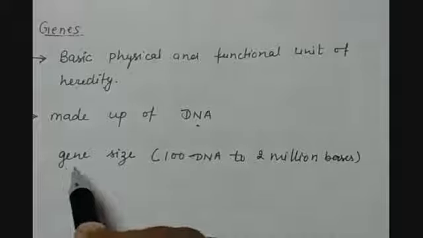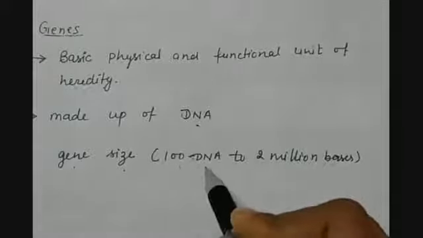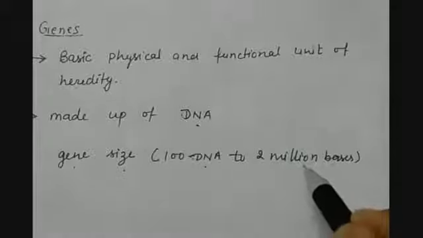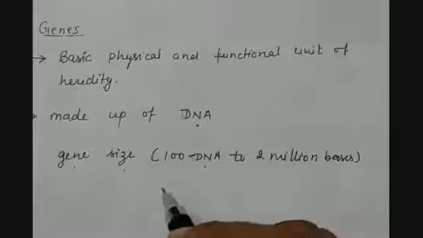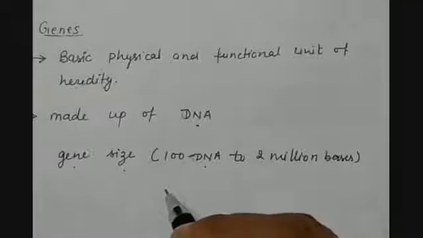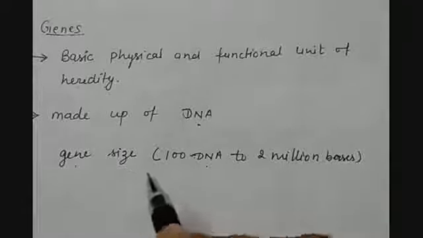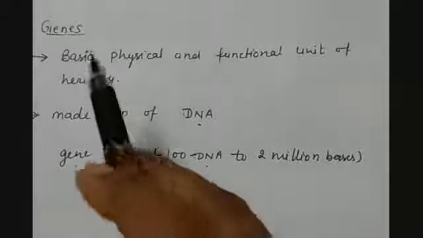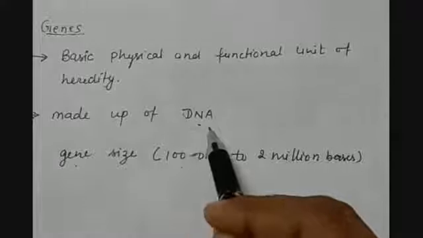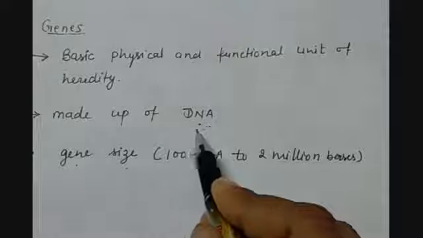So gene size can be starting from 100 DNA bases till 2 million bases. This much can be the size of a gene. So a gene is basically related to a particular kind of characteristic of the organism. As genes are made up of DNA, genes are basically a part of DNA.